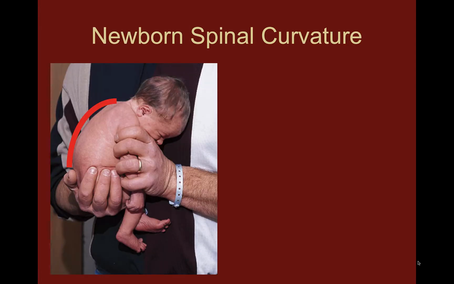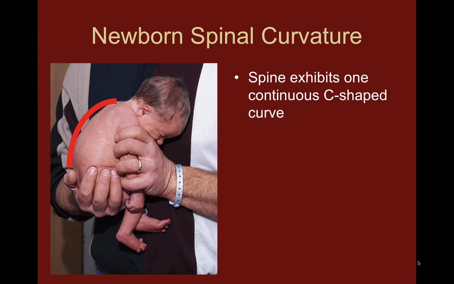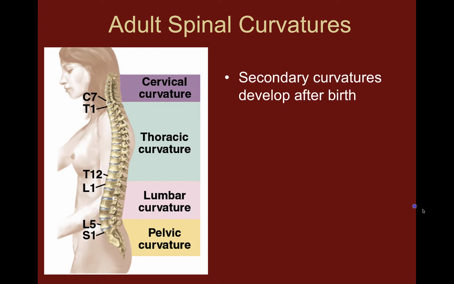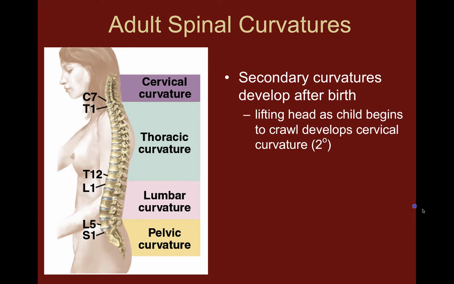When we are newborns, we are born with this primary C-shaped curvature. So we have not started walking or crawling yet, and we call this our primary curvature. As we get older, we start to develop adult curvatures or secondary curvatures after birth. So as infants start crawling, they begin to lift their head, and we call this our secondary curvature, and we start to develop a curvature here in our cervical vertebrae.